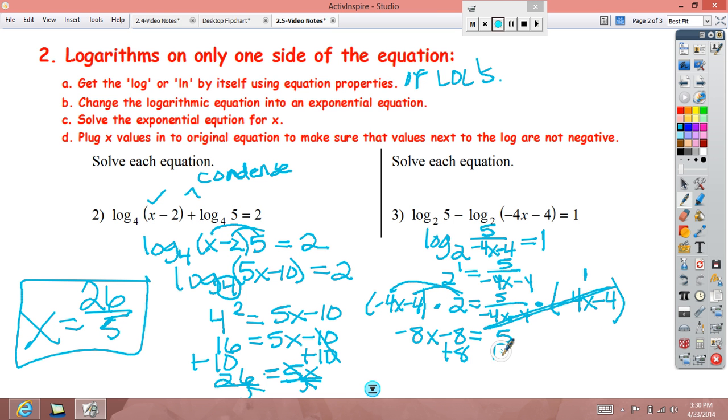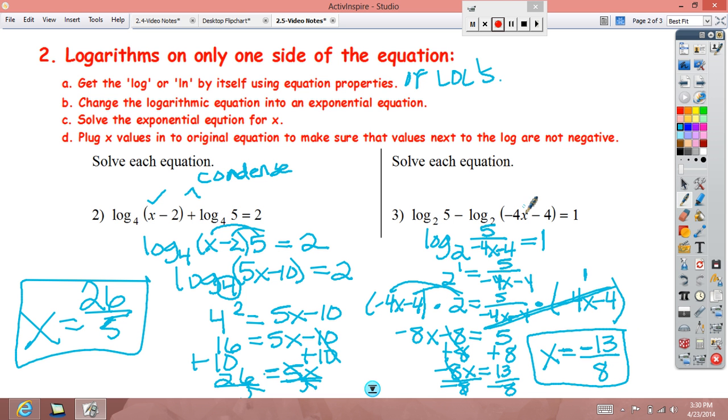Plus 8, negative 8x equals 13, divide by negative 8, and so x equals negative 13 over 8.